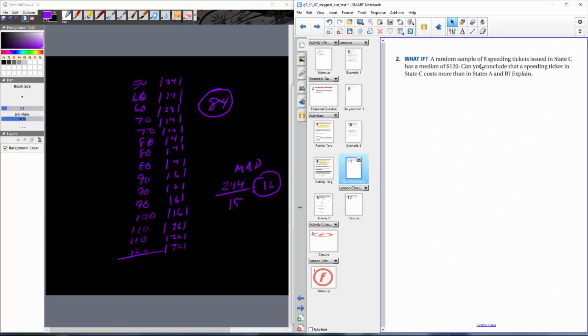And the following, it says a random sample of 8 speeding tickets in state C has a median of 120. Can you conclude that the speeding tickets in state C cost more than A and B? I can't, because I need more than 8 speeding tickets. You probably need like 20, 30, 100, something. You need more data. So you really can't make that conclusion.